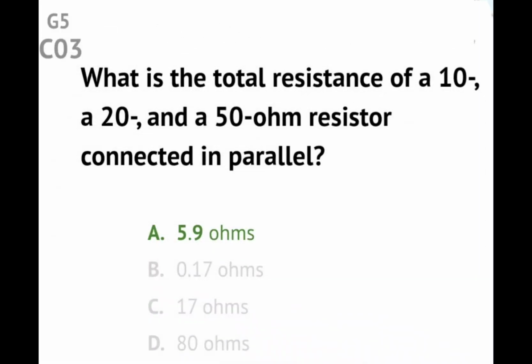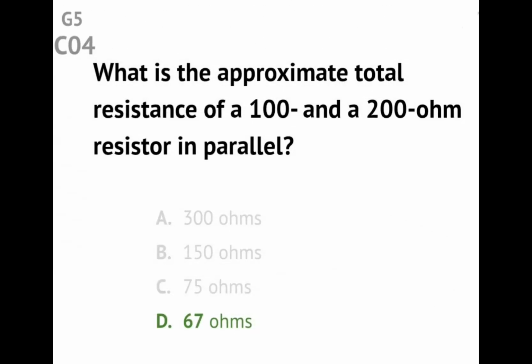Question G5C03. What is the total resistance of a 10, a 20, and a 50 ohm resistor connected in parallel? Answer: 5.9 ohms. Question G5C04. What is the approximate total resistance of a 100 and a 200 ohm resistor in parallel? Answer: 67 ohms.